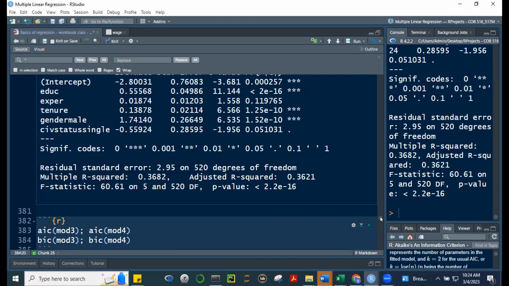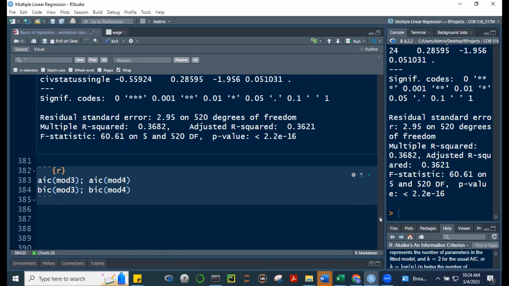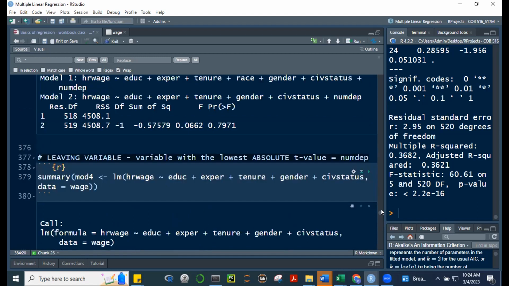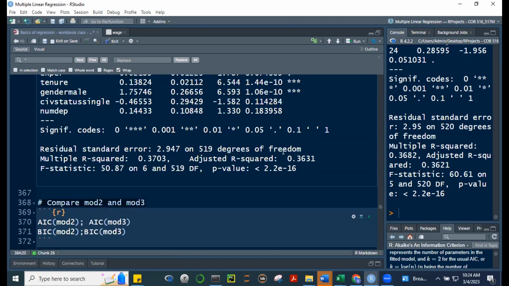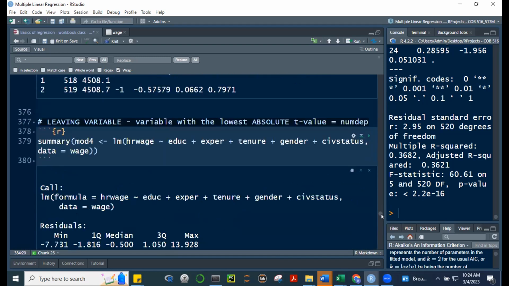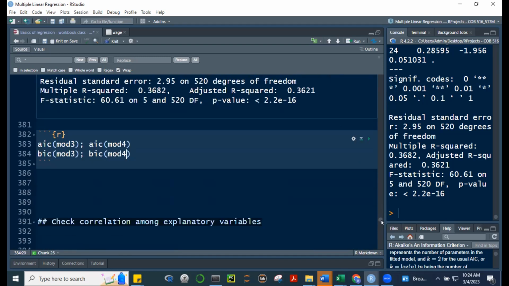All right, from R squared, based on adjusted R squared, model 3 is better, right? Because the adjusted R squared of model 3 is greater. It's 36.31. This one, yung adjusted R squared. In this case, it's only 36.21.